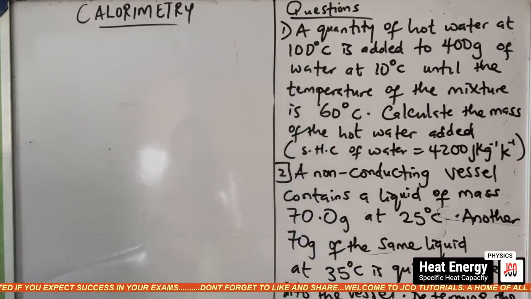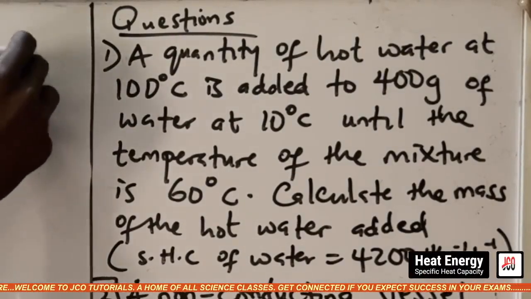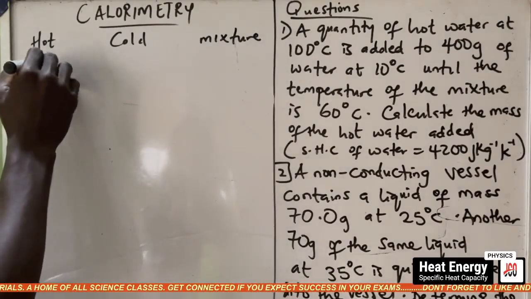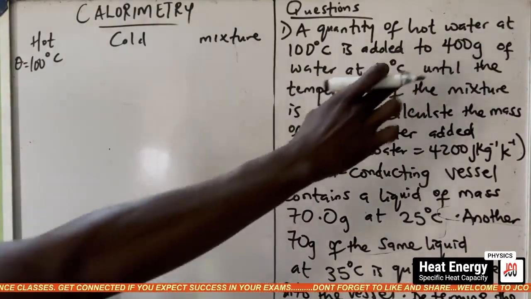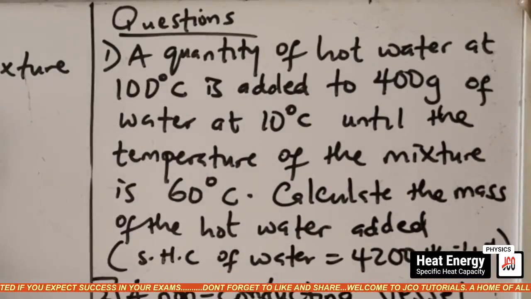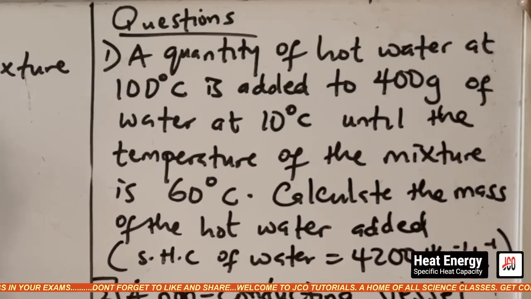Number one says a quantity of hot water at 100 degrees Celsius is added to 400 gram of water at 10 degrees Celsius. So they have two waters here now. One is hot, the other one is cold. And of course, there's going to be a mixture. So the hot water is at what? 100 degrees Celsius. That's the temperature. They now told you that it's added to 400 gram of water at 10 degrees Celsius. So the cold is what? 10 degrees Celsius. But this cold water has a mass of 400 gram.